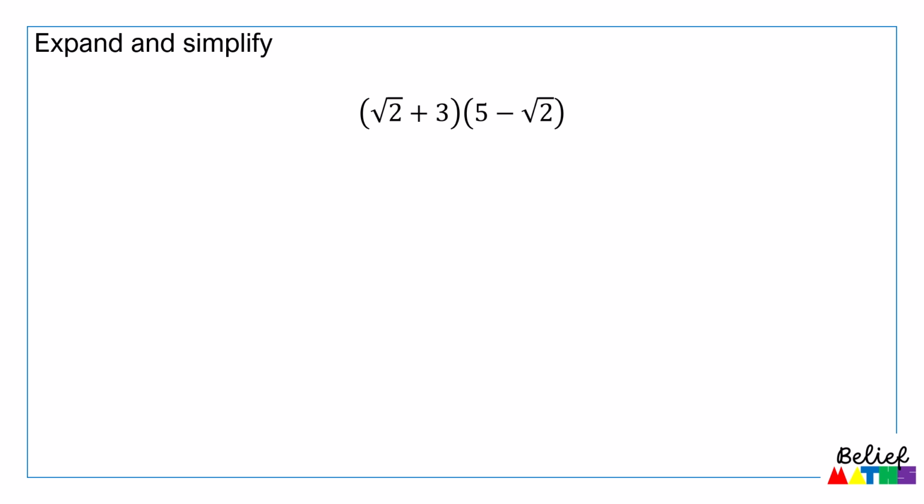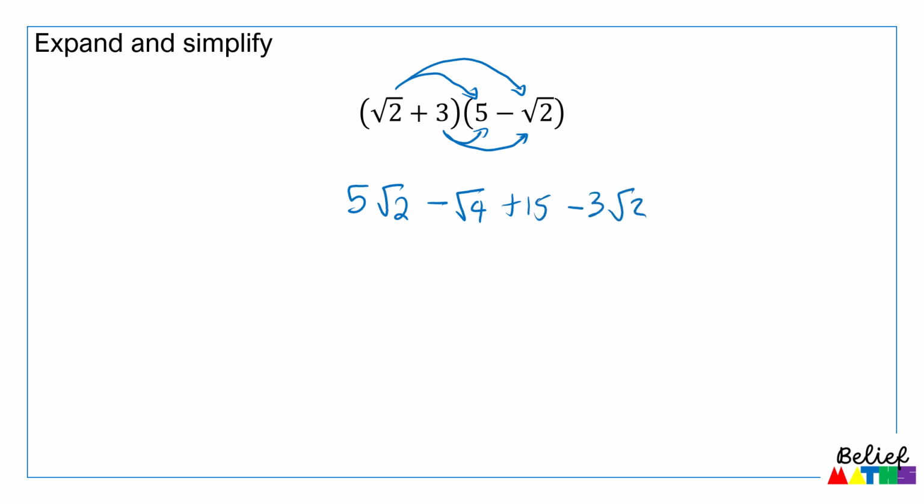Now in this question, we've got surds in some brackets, but we've got double brackets. So it's like when we expanded our double brackets that we saw in our previous video. We're just working with surds this time. So we're going to multiply our root 2 by both of the values in our other bracket, and we're going to multiply our 3 by both of the values in our other bracket. So starting with the root 2. Root 2 times 5 is 5 root 2. Root 2 times minus root 2 is minus root 4. 3 times 5 is 15. And then 3 times minus root 2 is minus 3 root 2.